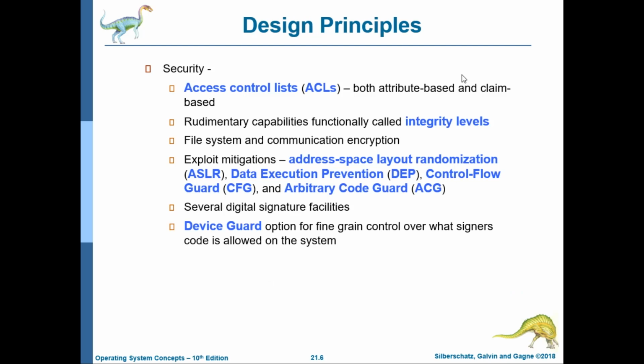The design principles of Windows 10 for security: Windows 10 uses access control lists, or ACLs, as we have already discussed all about security in the previous chapters. It is both attribute-based and claim-based. We also have rudimentary capabilities functionally called integrity levels. For example, if you are a guest, you can only view files, but you cannot install programs inside Windows.